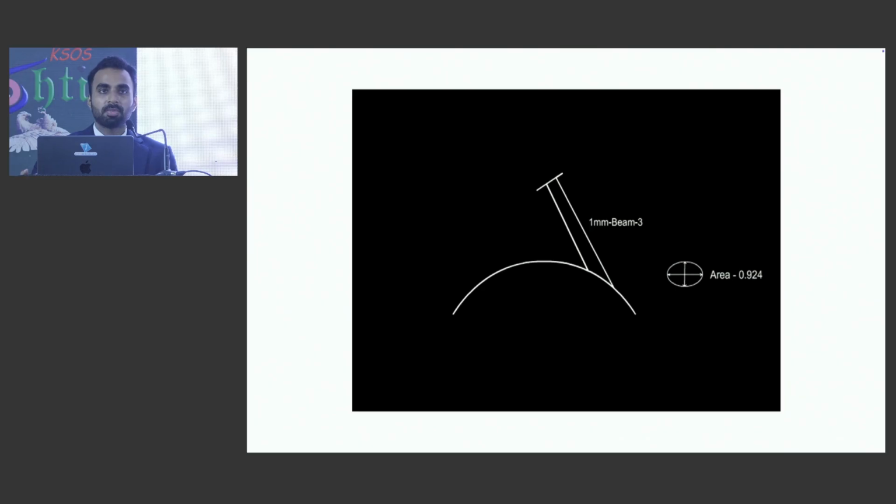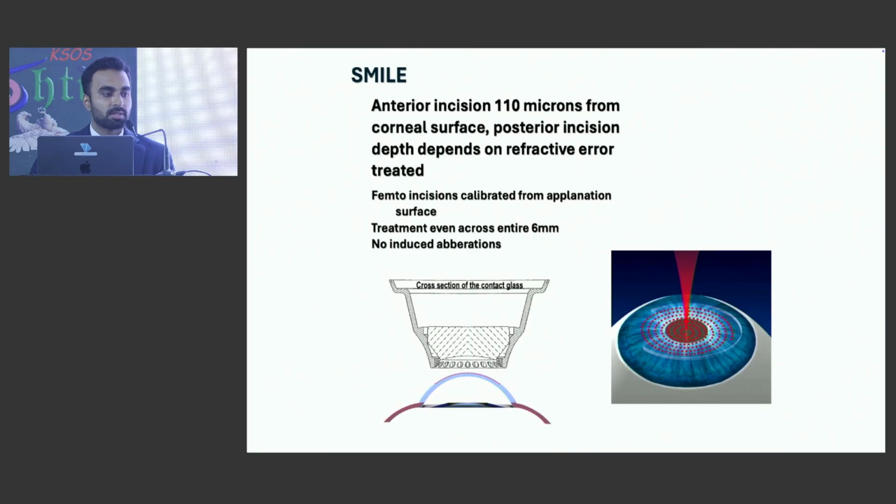So this is why some people, when you do a LASIK and they have a high power correction, complain of starburst, glare and halos. It's precisely because of this effect. When you do lenticule extraction, this effect is totally not there because it's a flat applanation. We use a contact glass to applanate the cornea, and this gives rise to a very even treatment zone right from the center to the periphery.